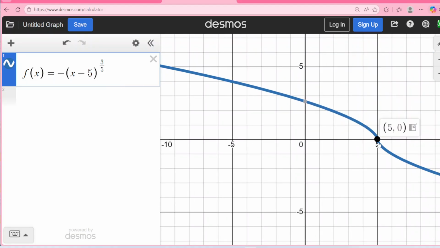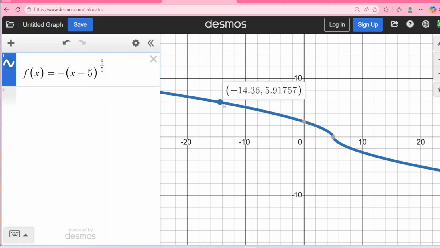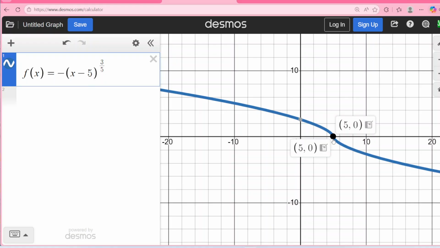So there's your (5, 0). There's your 0. Remember I said it was between 2 and 3, the fifth root of 125. So that's up forever to the left, down forever to the right. And it's decreasing concave down until (5, 0). And then it turns into decreasing concave up, point of inflection. So that looks pretty good, right?